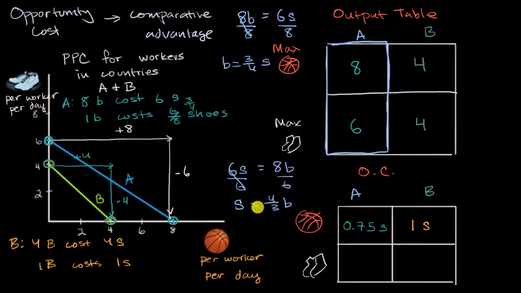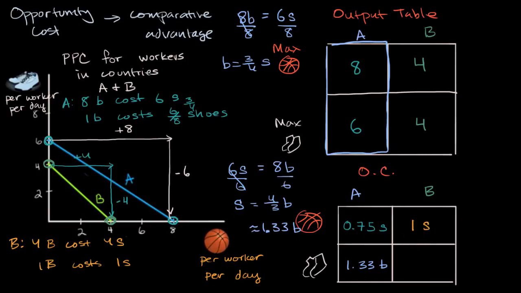And if we wanted to write it as a decimal, just for simplicity, or maybe to make it easier to compare, we would say that this is approximately 1.33. Obviously, the 3's just keep going on. It repeats forever. But approximately 1.33 basketballs is the opportunity cost of producing a shoe in country A. And what about in country B?